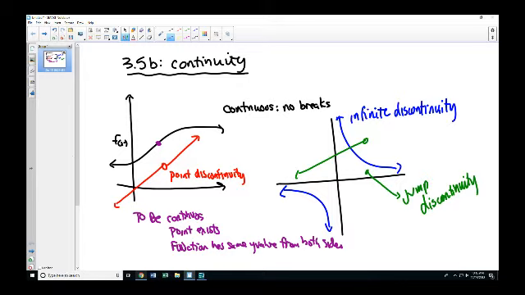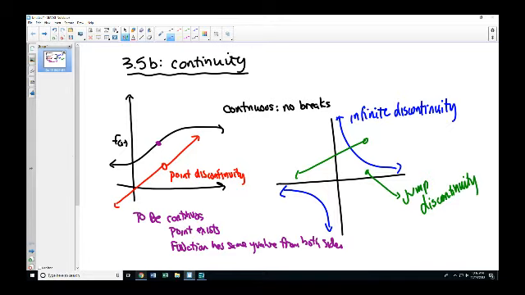Is a parabola continuous? What do you think? Does every point exist? Yeah. And are there any breaks in it? No. So yes. There is a function over there that is not continuous. 1 over x, the rational function, is not continuous at x equals 0. Right? Is that an infinite discontinuity?